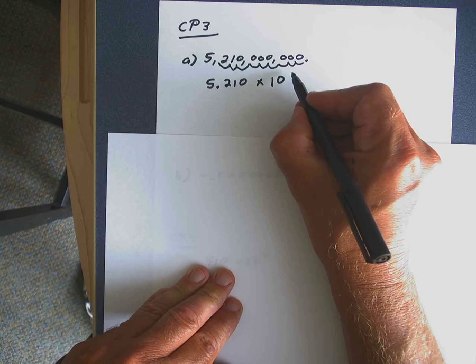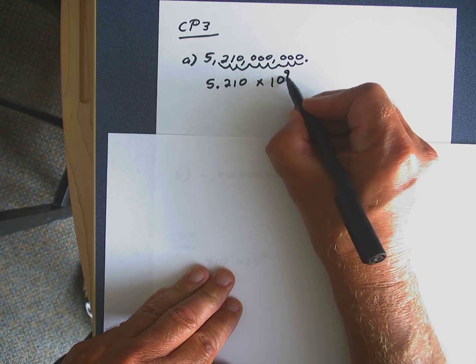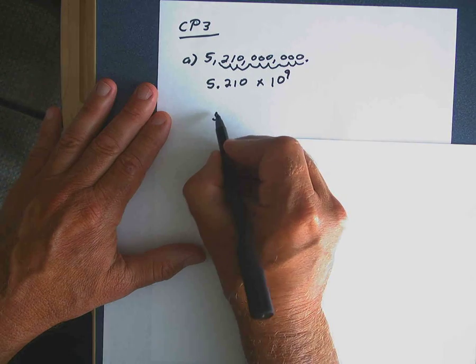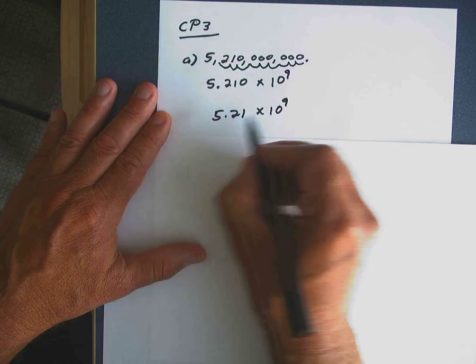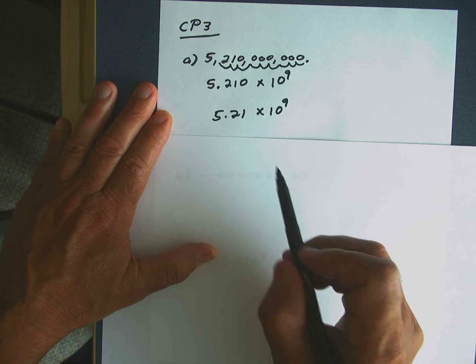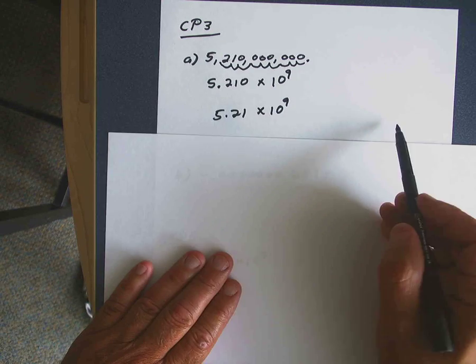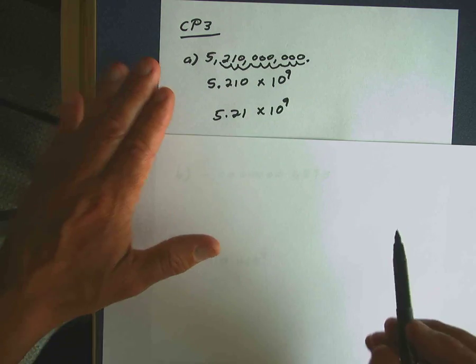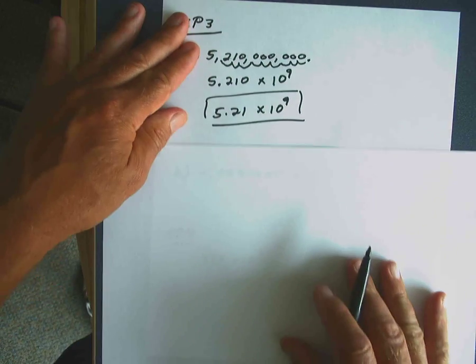So this can be written as 5.21. Actually, we don't need the 0. So to rewrite that, 5.21 times 10 to the 9. And you could check this by adding zeros to the end, moving the decimal 9 places, and you should end up with 5,210,000,000. So that would be the answer to that.